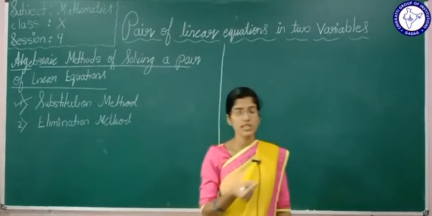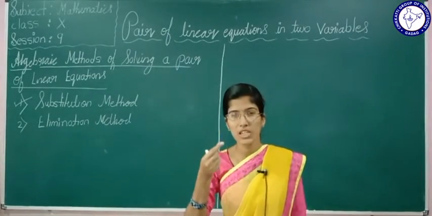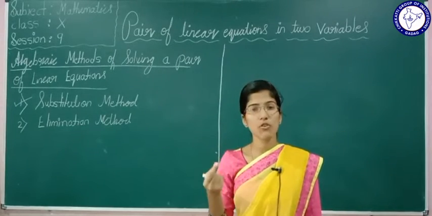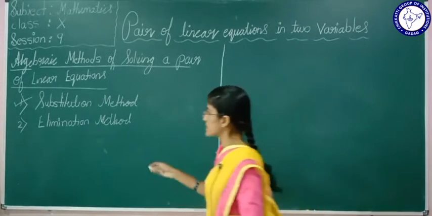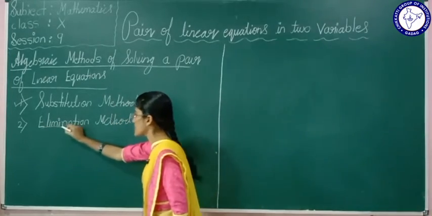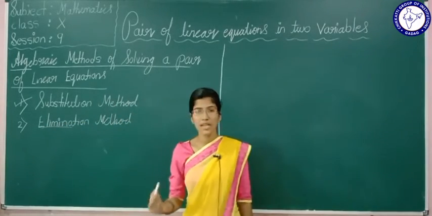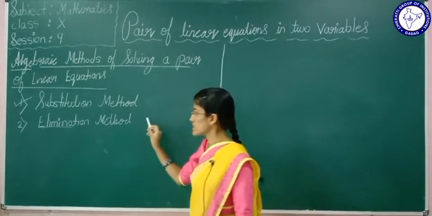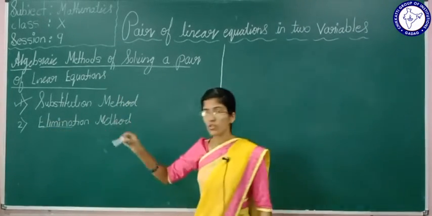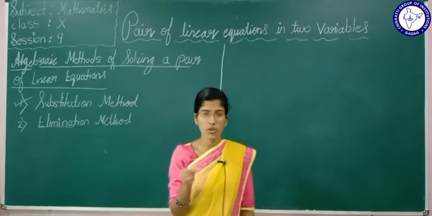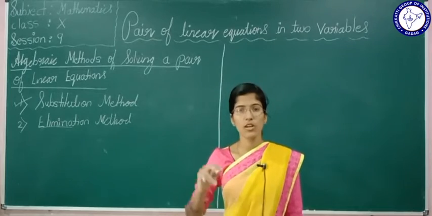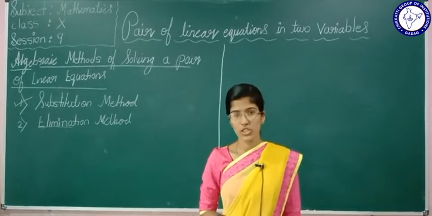Now see students, here the word elimination. Eliminate means what? To remove. This is indicating that here we are going to eliminate something. What we are going to eliminate in this method is any one of the variables, to find the solution of a pair of linear equations.